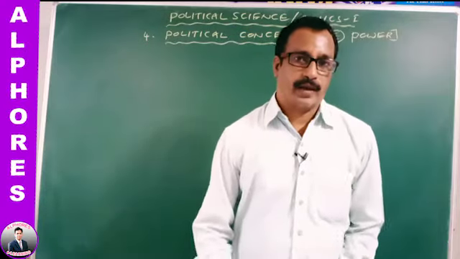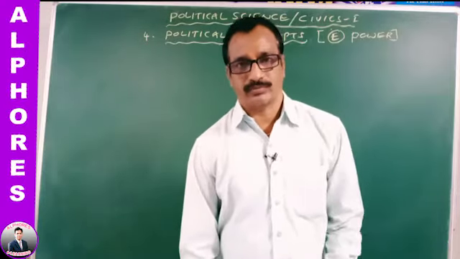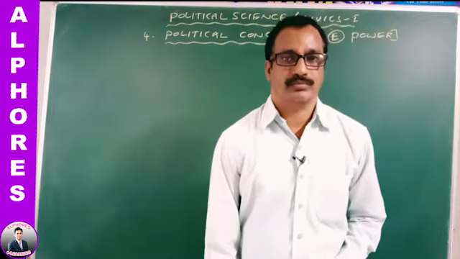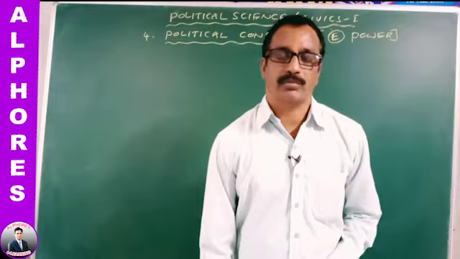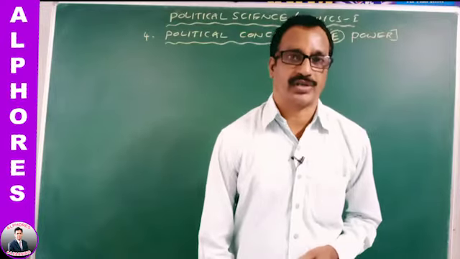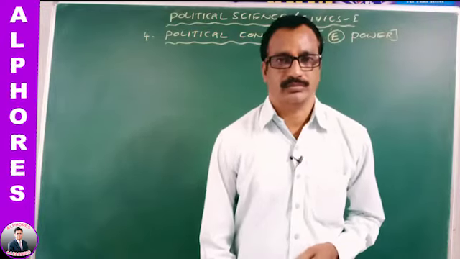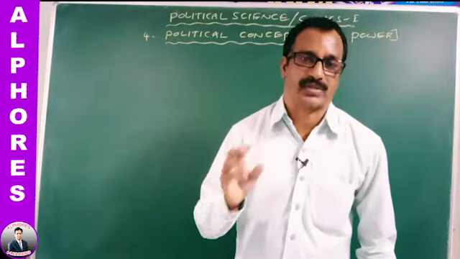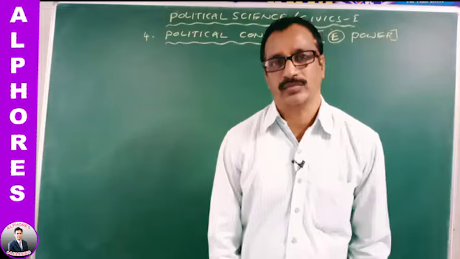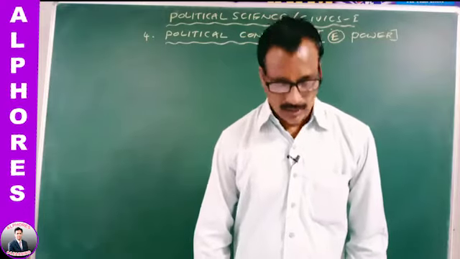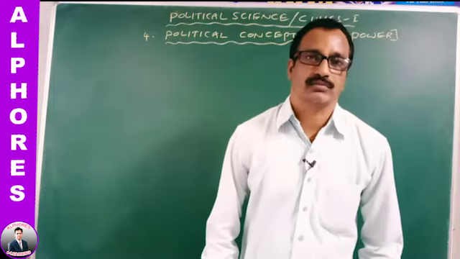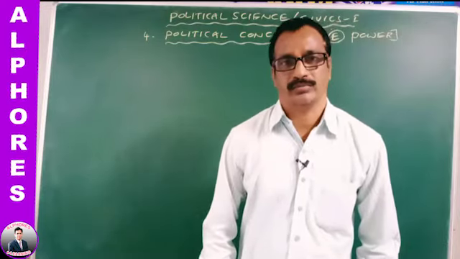Then economic power. Economic power is derived from what? Wealth, especially from major means of production and distribution. Clear? Generally, it is in the hands of big business persons. If a nation has abundant natural resources, it will have economic power.